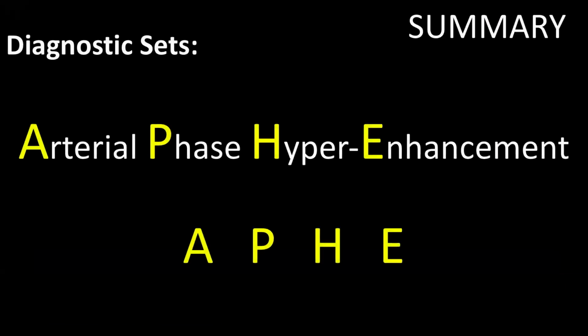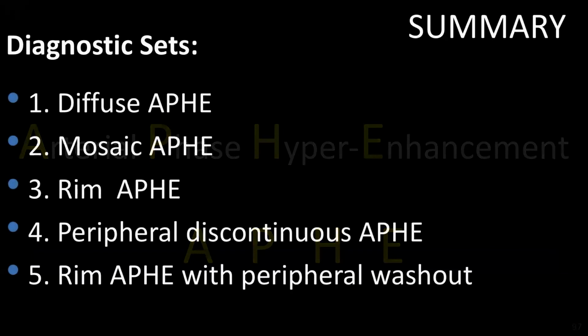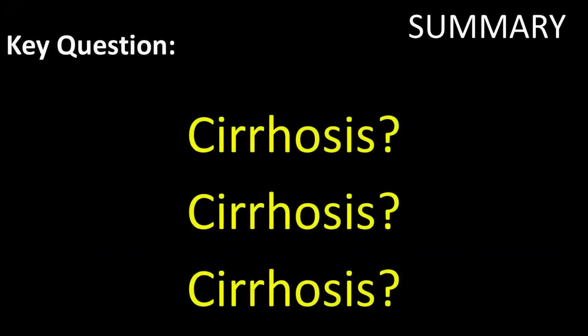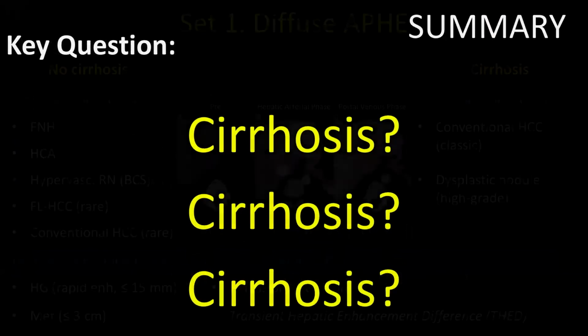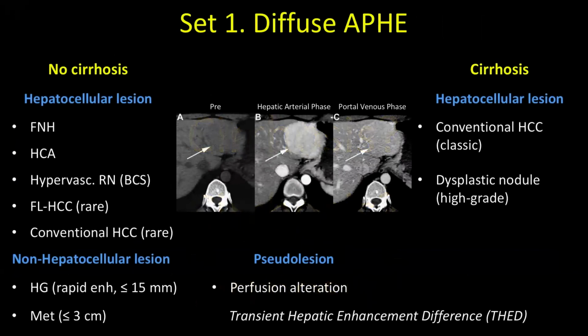Okay, so let's summarize. We talked about 5 diagnostic sets based on arterial phase hyperenhancement, or APHE. The 5 diagnostic sets were diffuse APHE, mosaic APHE, rim APHE, peripheral discontinuous APHE, and rim APHE with peripheral washout. A key question: cirrhosis, cirrhosis, cirrhosis, because the presence of cirrhosis changes the differential diagnosis. And because of that, for every diagnostic set, we always have to ask ourselves, does the patient have cirrhosis or not? Diffuse APHE, prototypical case, if the patient does not have cirrhosis, it's hepatocellular. FNH is most likely, followed by hepatocellular adenoma.